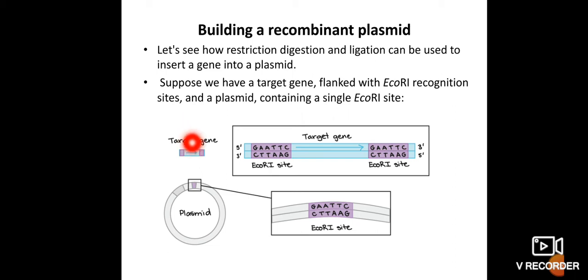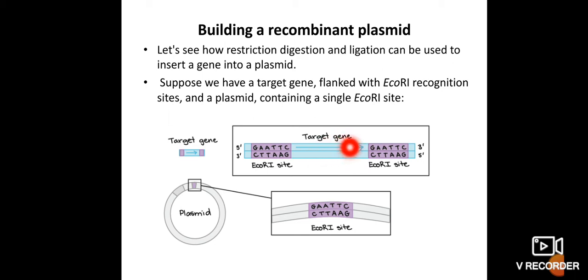This is the target gene flanked with EcoRI restriction sites. So in the center, the light blue is the gene. The purple regions are the EcoRI restriction sites. See, here it's enlarged. This is the EcoRI restriction site, and this in between is our target gene.